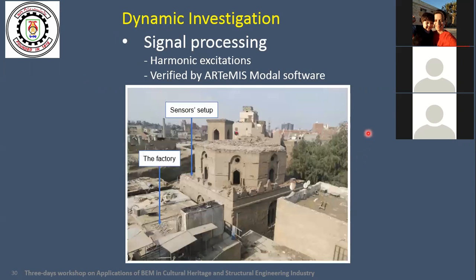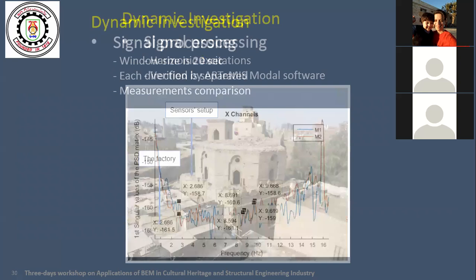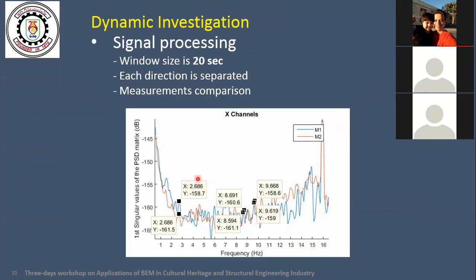Before we actually started processing the data, we noted that there was a factory, an ice cream factory actually, right next to the structure. And it was obvious that they were using machines that had harmonic excitations, because the sound and the vibration were noticeable and visible when we were on site. The peaks that we were able to pick were contaminated by these cyclic responses from the machines next to us.